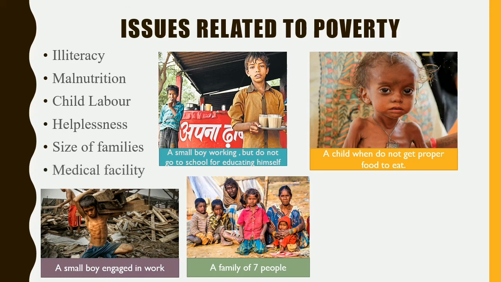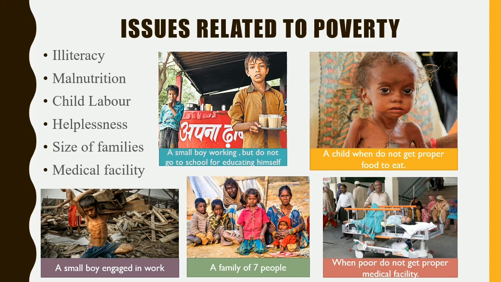The last one is medical facilities. As we have seen in the rural case, a father was suffering from TB and a mother was also not well, but as they did not get proper medical facilities, the father died. So they do not get proper medical facilities when they are not well.